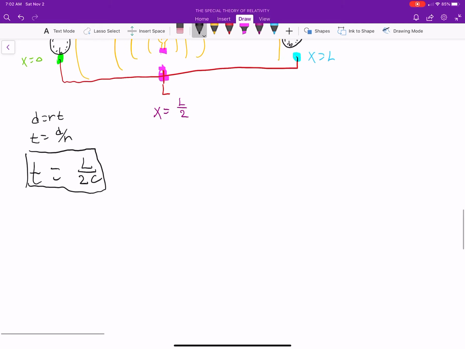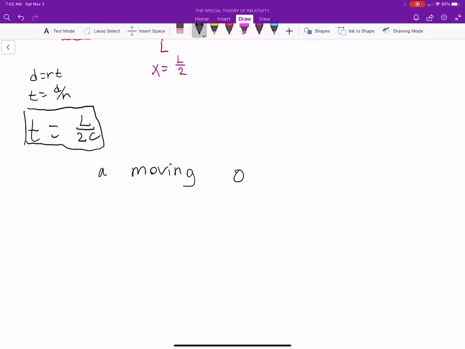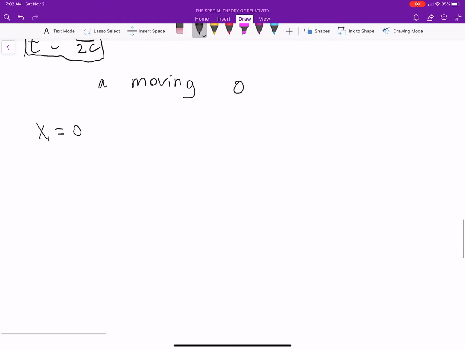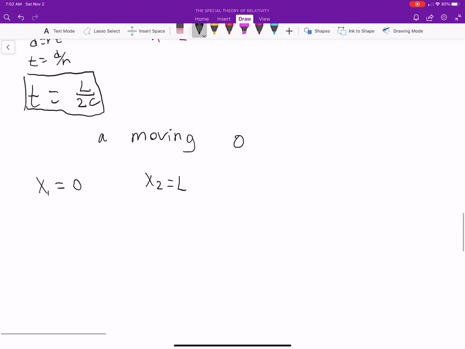But let's consider a moving observer, O. Well, what do we know? We know that x1 is the first event, and that takes place at 0. So that's this event. And then x2 is the other event, and that takes place at distance L. That's where the other clock is. And what else do we know? Well, we know the time for event 1 is the same as the time for event 2, which is L over 2c. We just found that above.